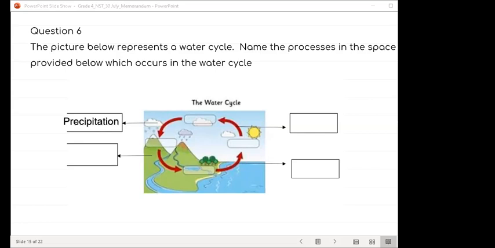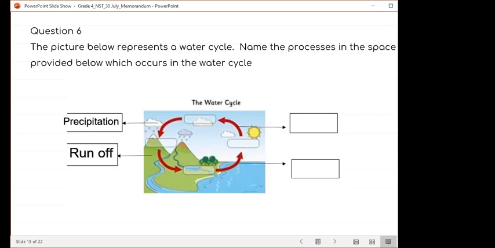Ma'am, the process that is taking place after precipitation is collection. Collection is basically where all the rivers and lakes get back the water, and it all goes back into the ocean. All right, beautiful. Thank you very much for that, Zoe. Zoe says it is collection, and what I have here is runoff. So if you said runoff or if you said collection, then it is correct.